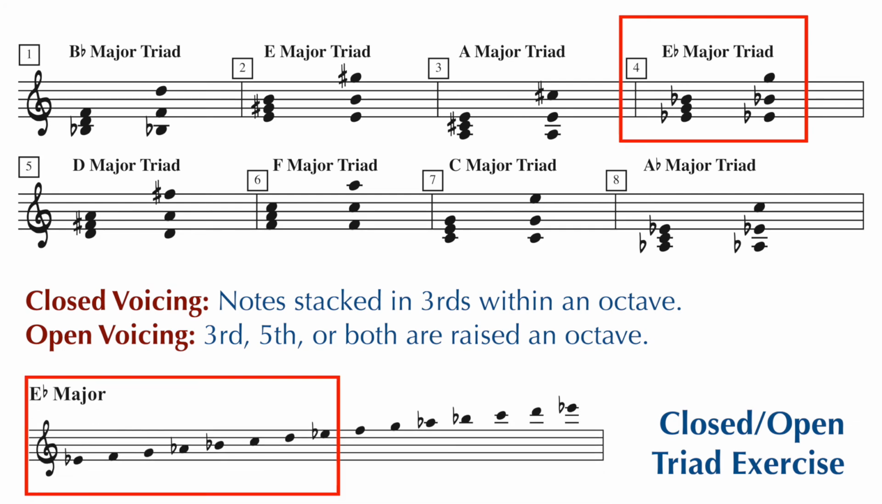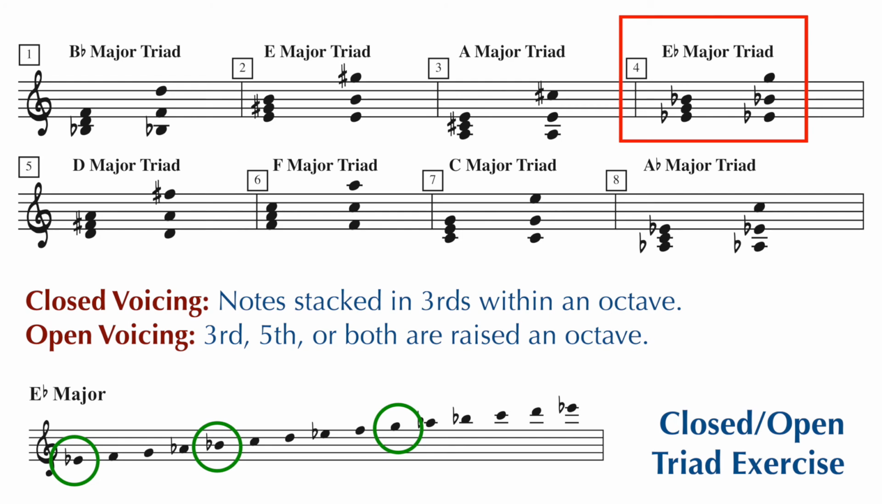Number 4, E flat major triad, first in closed voicing. If we use our scale method, 1, 2, 3, 4, 5. E flat, G, B flat is our closed voice E flat major triad. To change it to an open voiced E flat major triad, you can take the third of the chord, that G, and raise it an octave, and now we have an open voiced E flat major triad.